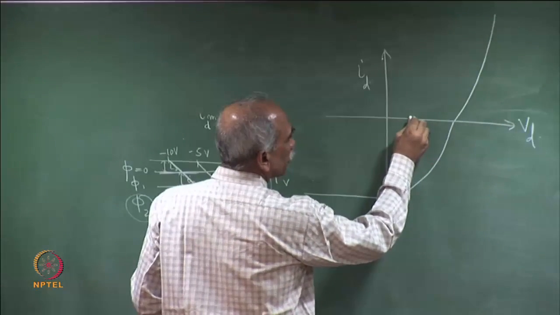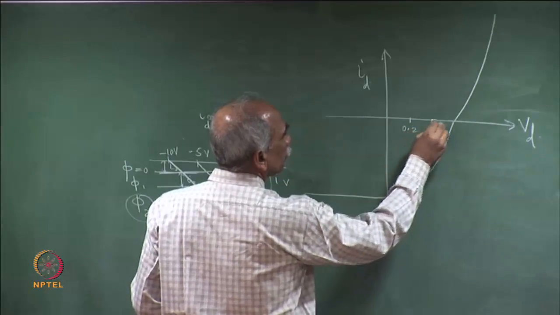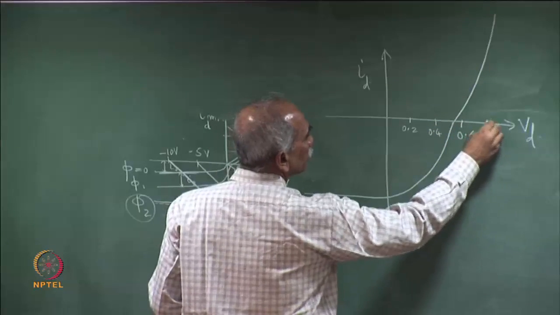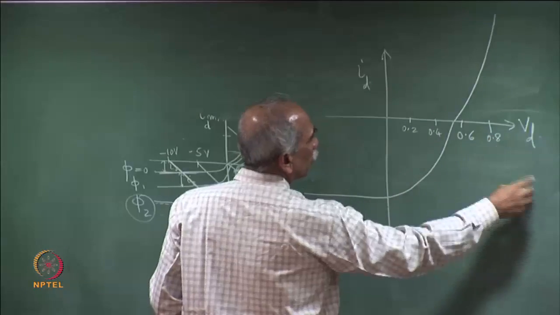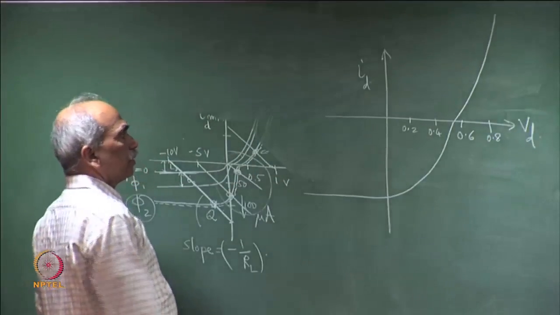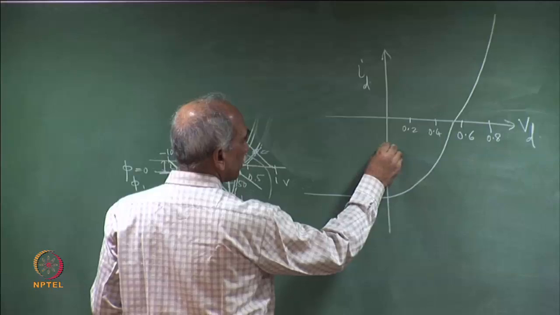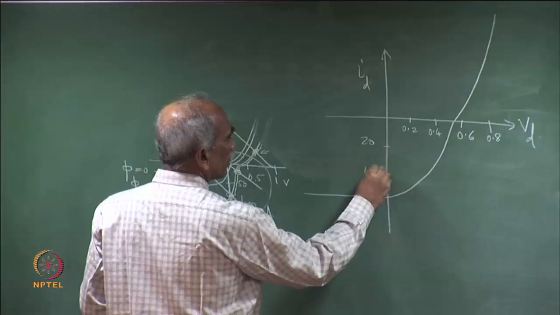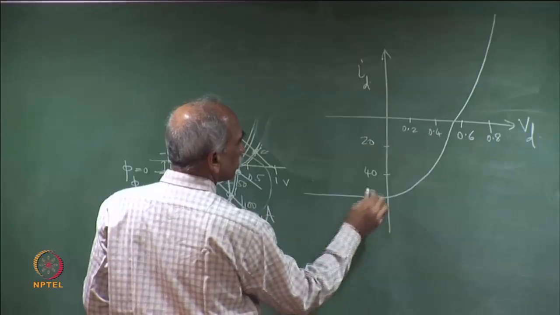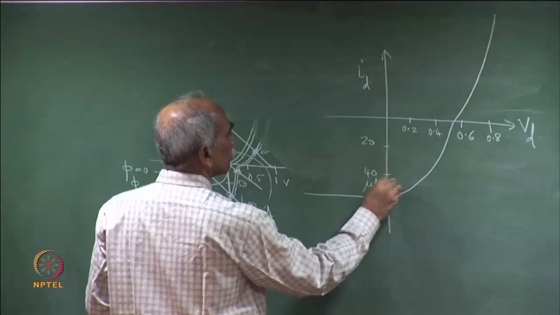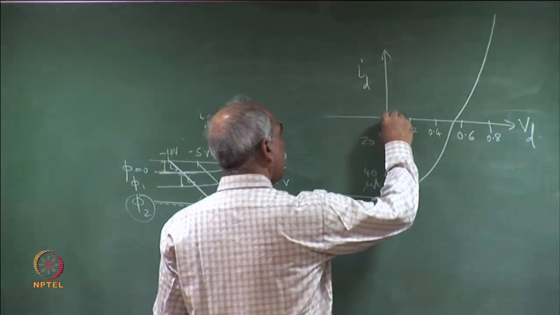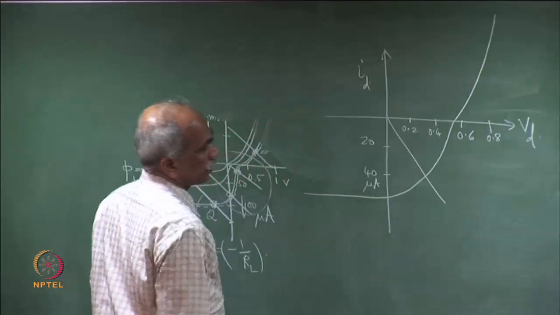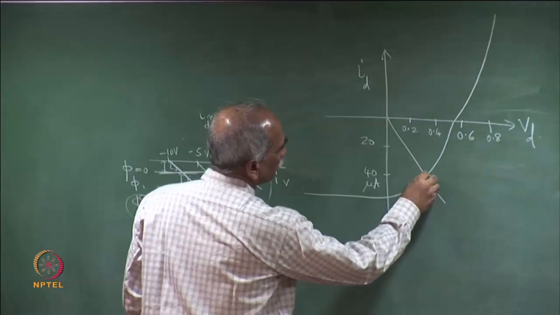So, the numbers are just zoomed. See that the numbers are small. So, this is 0.2, 0.4, 0.6, 0.8 volts here, and this is the current. So, let me write this as 20, 40, these are microamperes. And here is the load line, which I had drawn, and this is the operating point.